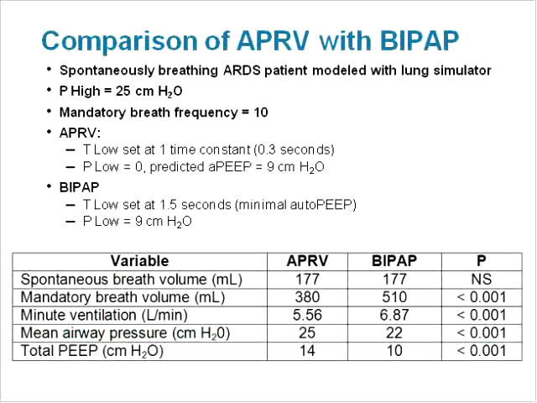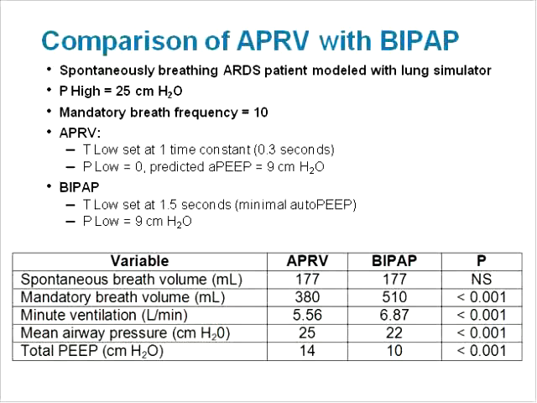This was a bench study using a lung simulator with spontaneous breathing in an ARDS model of respiratory disease. Both modes were set to a P-high of 25 centimeters of water. APRV had a T-low of 0.3 seconds, approximately equal to 1 time constant of the respiratory system, with a theoretical auto PEEP level of 9 centimeters of water. BiPAP was set with a T-low of 1.5 seconds to minimize auto PEEP, while a set PEEP was 9 centimeters of water, equivalent to that estimated for APRV. The spontaneous tidal volume was the same for each mode.